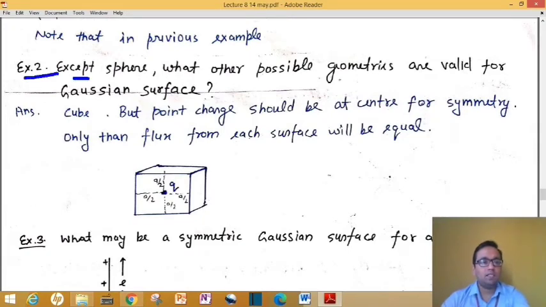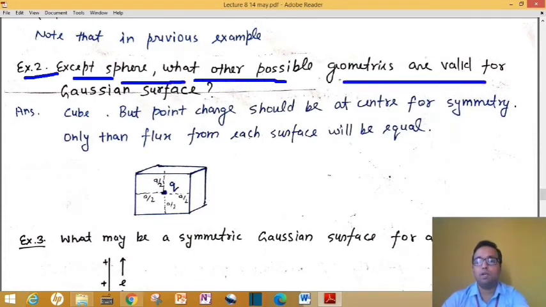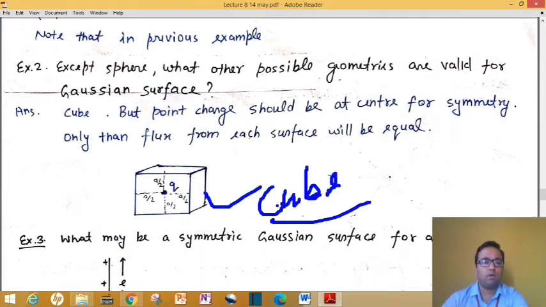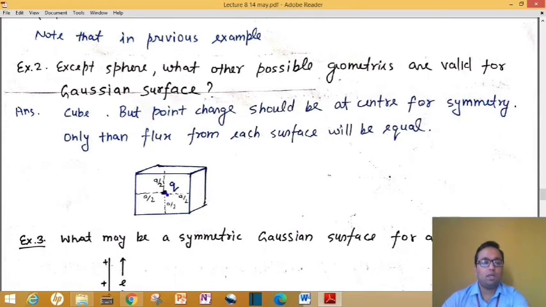Example 2: except sphere, what other possible geometries are valid for a Gaussian surface? Meaning, instead of a sphere, is there any other possible symmetric surface for this charge? Yes, that is possible. That may be a cube. I will explain this in more detail, but wait for a few examples. It is basically a cube.